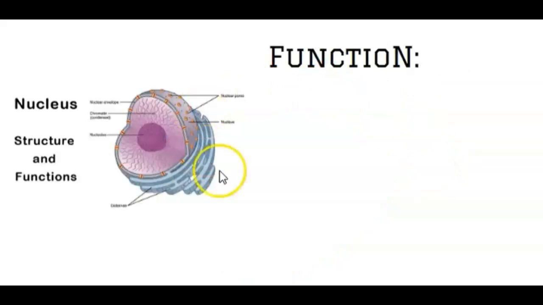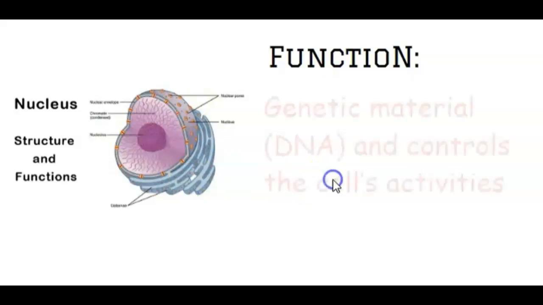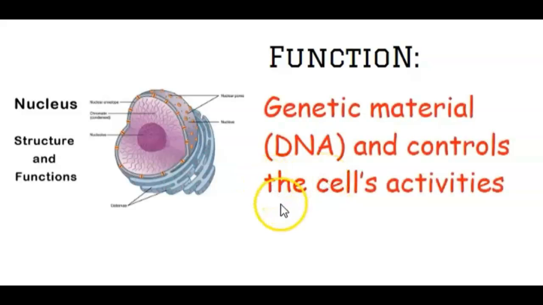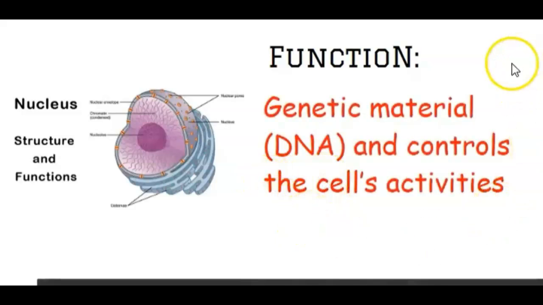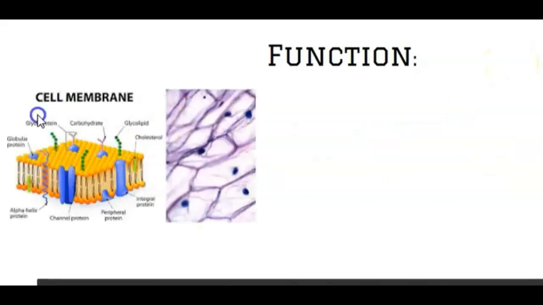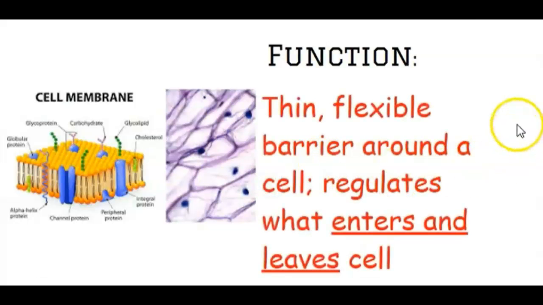So to start with, here I have the nucleus. From 1.2, you should hopefully be able to tell me that the nucleus is storing something, and that is DNA. So the genetic material, or DNA, that controls the cell's activities is found in the nucleus. The cell membrane goes all the way around the outside of the cell. It lets things in and out. It is a thin, flexible barrier around a cell. It regulates what enters and leaves the cell.